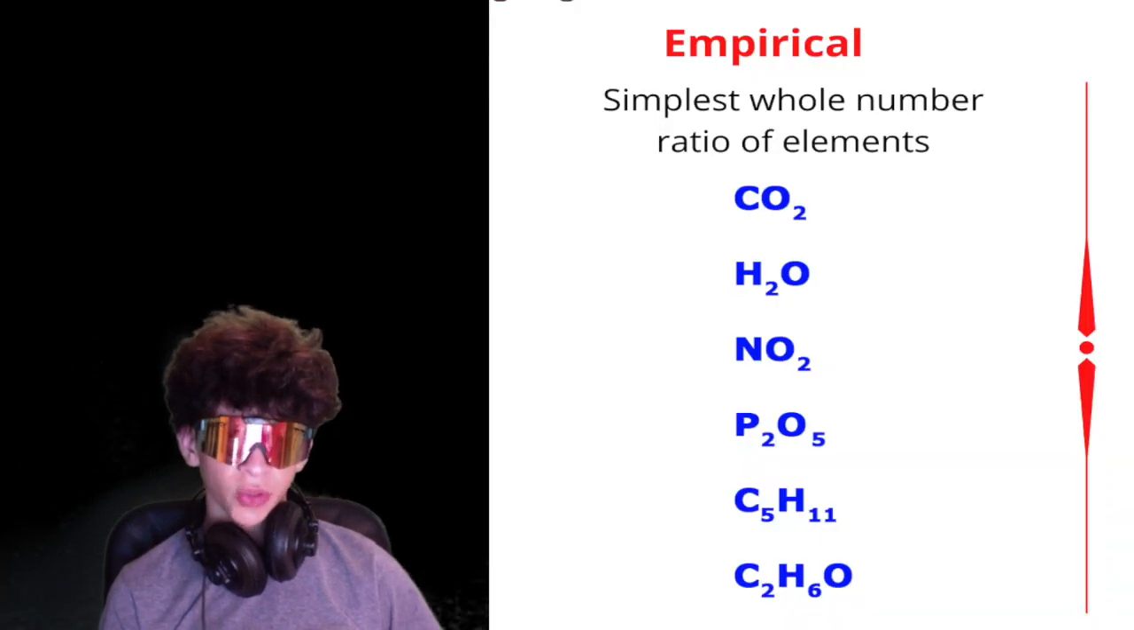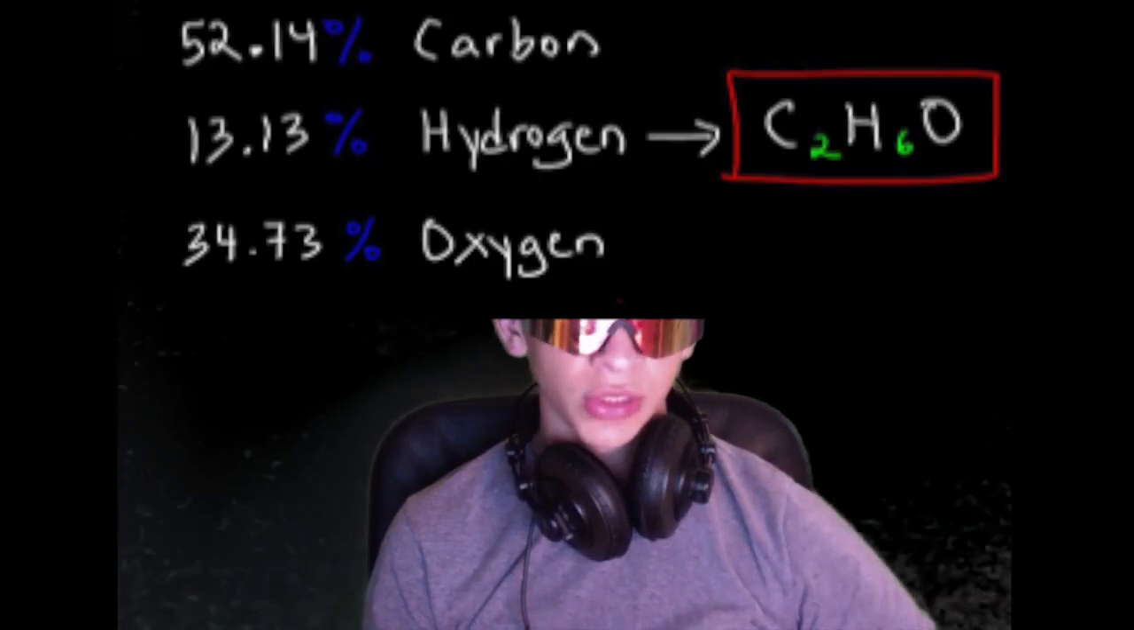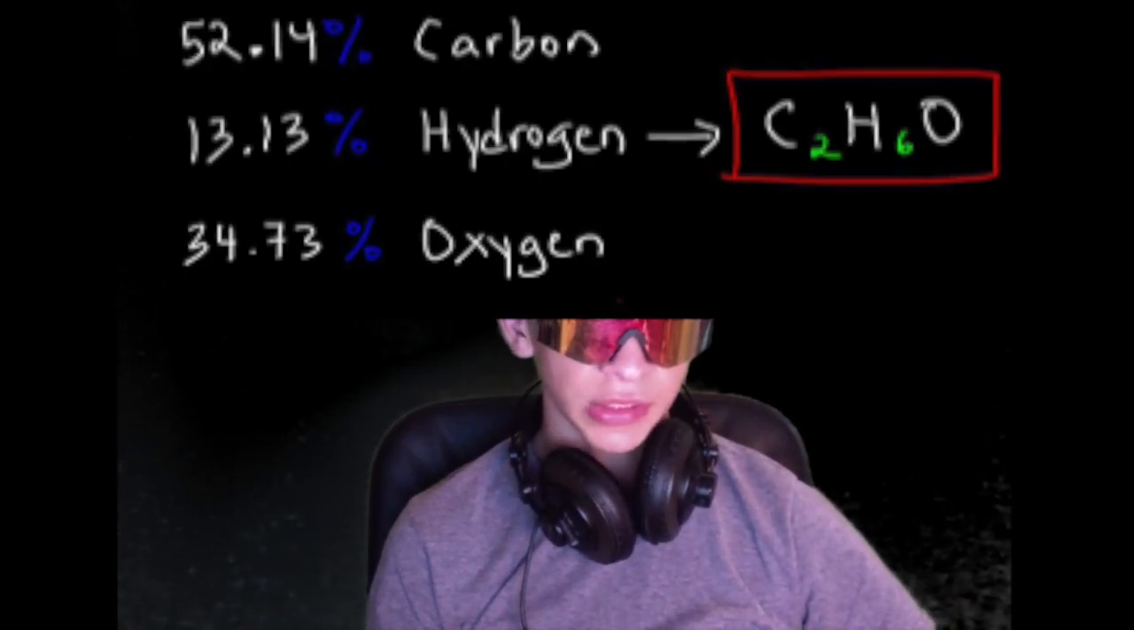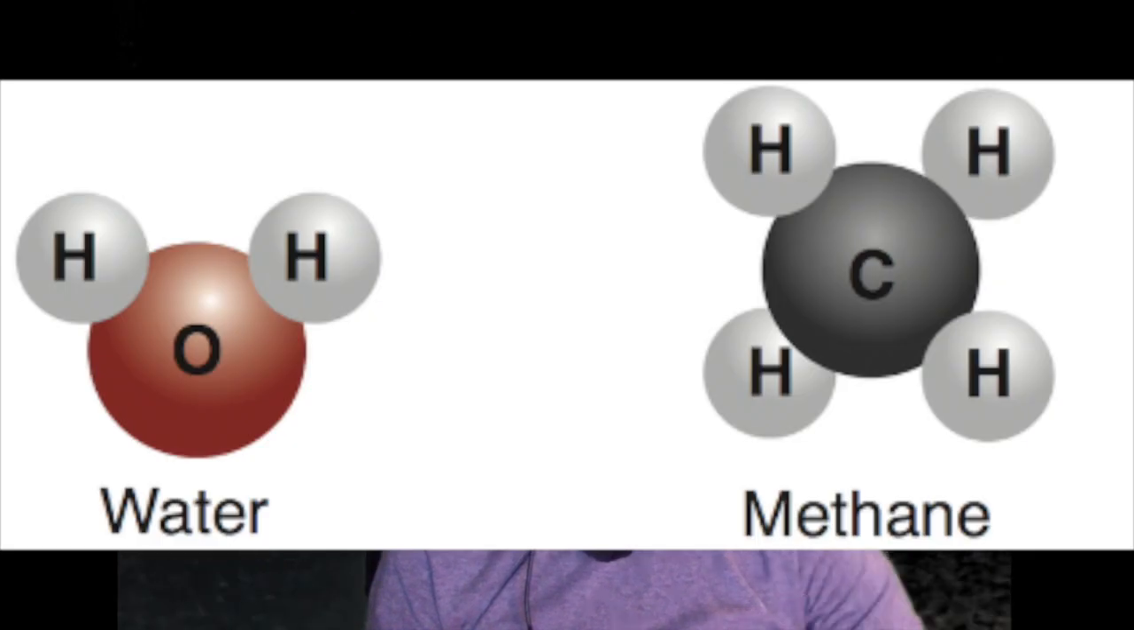I will be teaching you a solid method on how to determine the empirical formula and molecular formula of a given problem. Let's start off with the empirical. An empirical formula, by definition, is the simplest whole ratio of atoms of each element within a compound. This is usually solved through a given percent composition for a compound and their respective elements.